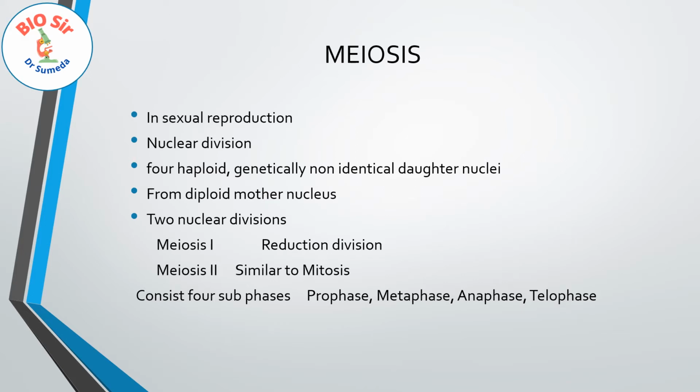Meiosis 1 and meiosis 2 each consist of four subphases: prophase, metaphase, anaphase, and telophase. In meiosis 1, we call them prophase 1, metaphase 1, anaphase 1, telophase 1, and in meiosis 2, we name them prophase 2, metaphase 2, anaphase 2, and telophase 2.